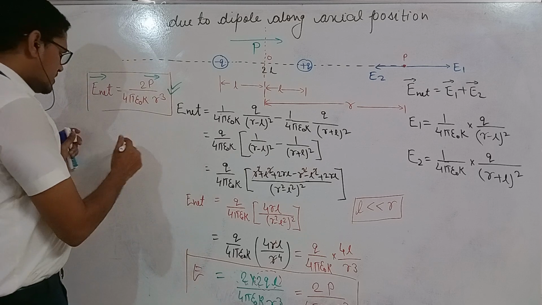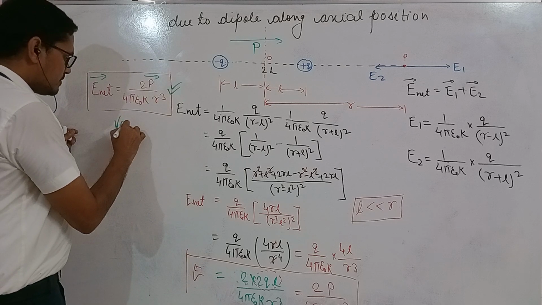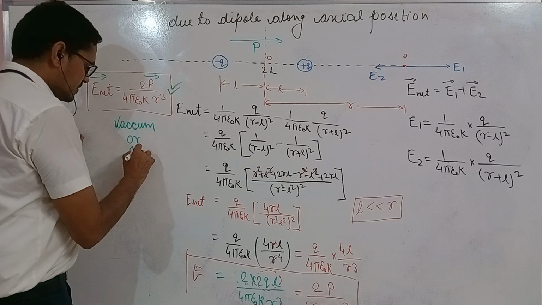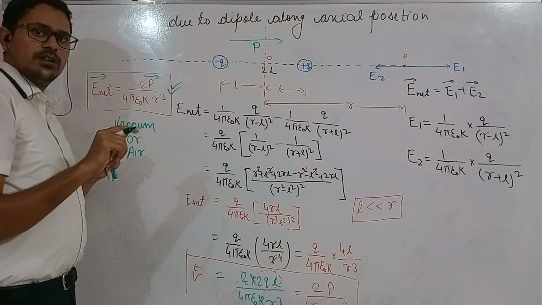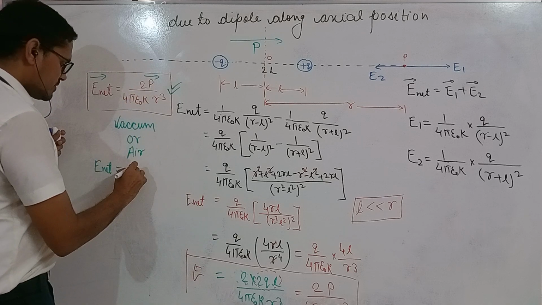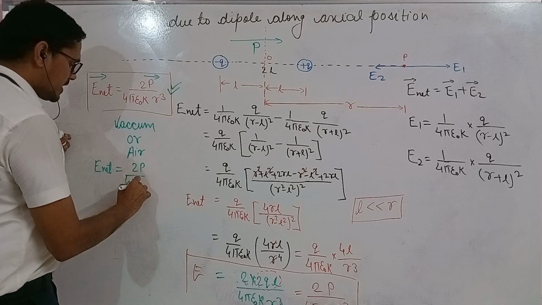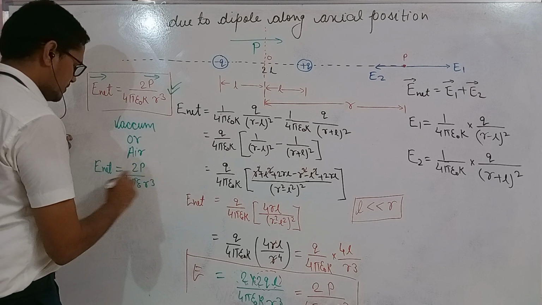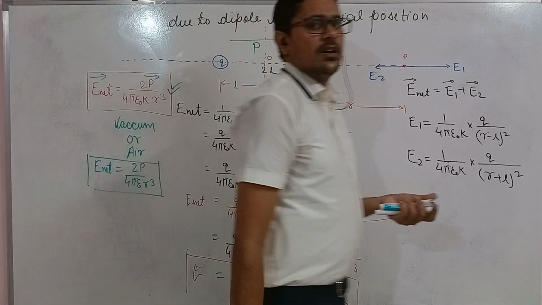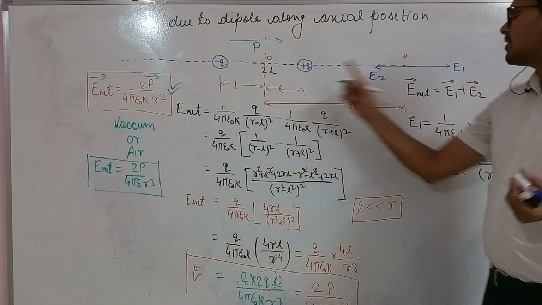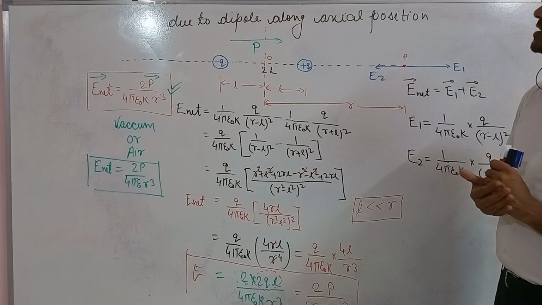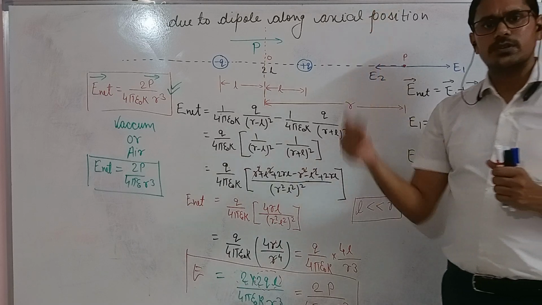Fine. If we are dealing with a medium like vacuum or air, in that case the value of K would be 1. So in that case the equation would be simplified. E net is equal to 2p over 4 pi epsilon naught r cubed. This is the formula we have for net electric field due to this dipole along the axial location. Fine. Let's begin with the electric field due to dipole along the equatorial location now.